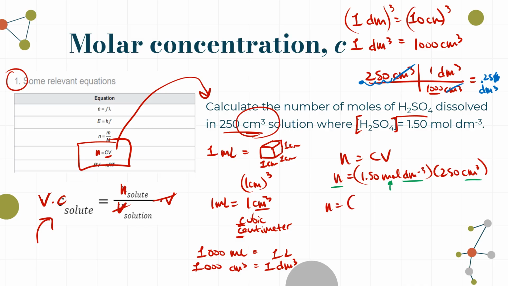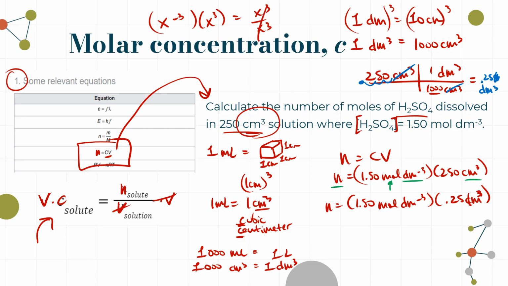The number of moles is now equal to 1.50 moles DM -3 times 0.25 DM3. Sorry, we converted those. Notice that my DM to the -3 and my DM to the +3, these guys are going to cancel out. If I had x to the -3 and I multiplied it by x to the +3, that's the same thing as x cubed over x cubed, which is totally the same thing as 1. That's what happens here. That means that my unit label left is moles, which is exactly what we're trying to find.